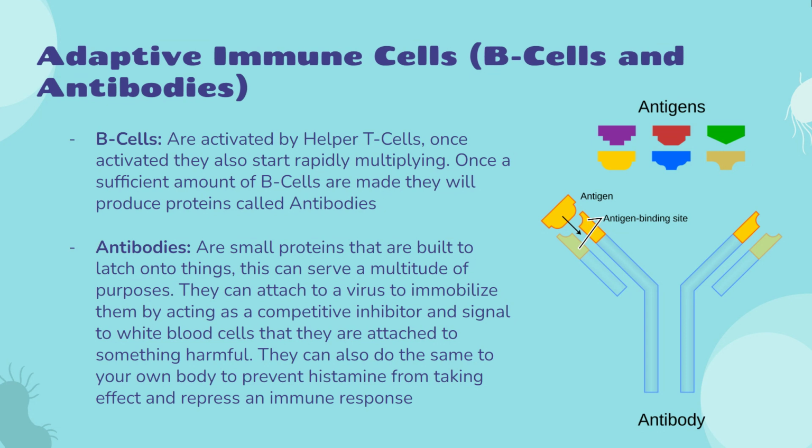They can attach themselves to viruses to immobilize them, acting as a competitive inhibitor. This means that they just physically block the virus from doing anything. It's kind of like putting it into a straitjacket. And also, they will signal to other white blood cells that there is something wrong with the thing they are attached to. Again, as I mentioned before, half of the battle of your immune system is actually just trying to find what you're supposed to be destroying. And so, antibodies help with that.